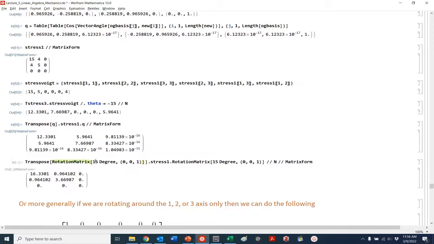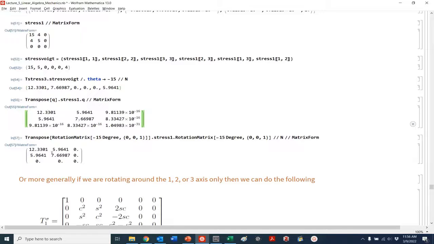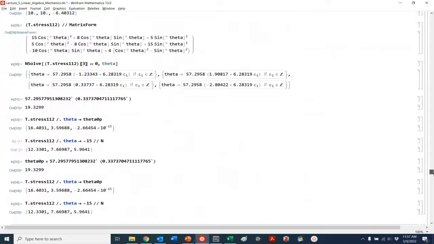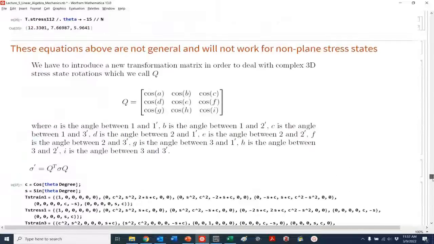So you can see I'm getting the same results, actually this is for, let's do minus 15. Oops. Let's move it over here. So I'm getting the same results here. So you can see 12.3, 7.6, 5.961. We're getting the same values effectively here. And we could look at this and compare that all the way up here, 12.3, 7.6, 5.9. It's the same answers. It's beautiful.